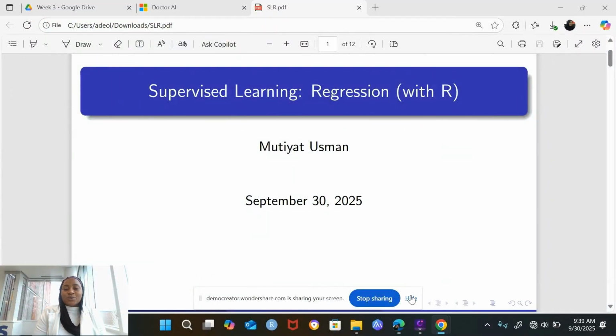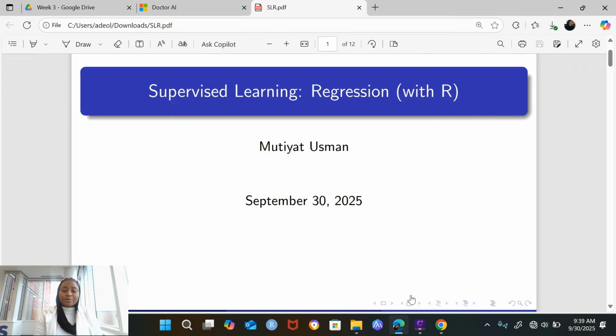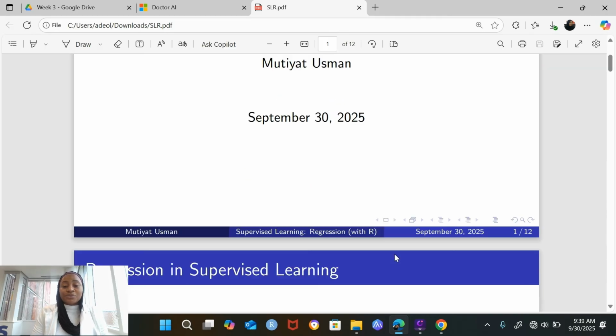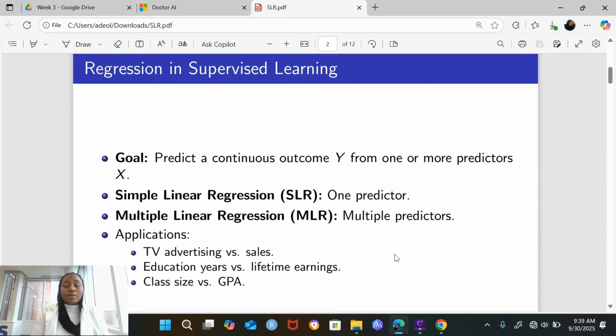So, today we are going to be talking about a special case of supervised learning, which is regression. And for the purpose of this class, we are going to be using R programming for the coding section. All right, so let's go. So let's talk about regression.